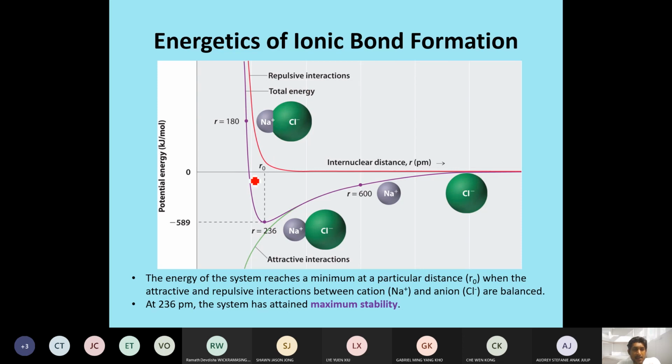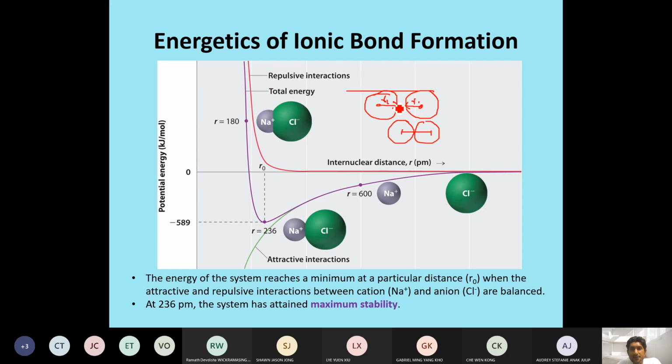Here R is the distance between the atoms. So this is one atom, let's say this is another atom, and this is the nucleus, the center. This is one radius, this is another radius. When they are together, attaching, the distance between them is R. So R should not be less than their radii. This is R1, this is R2.